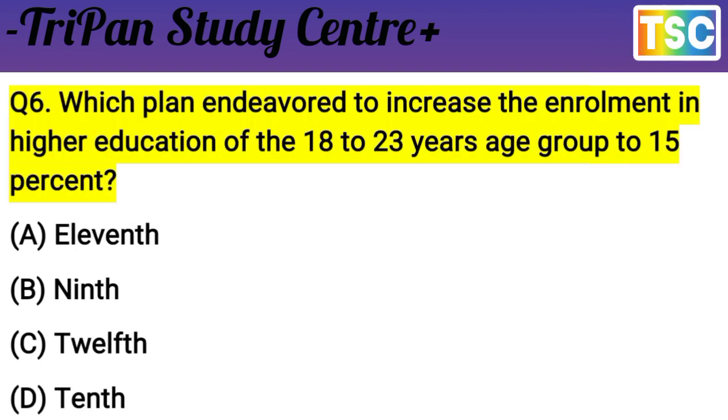Next question on your screen. Question here. Which plan in the world aims to increase the enrollment in higher education of the 18 to 23 years age group to 15%? You know that question, understand? Question here: which plan aims to increase the enrollment in higher education of the 18 to 23 years age group to 15%?